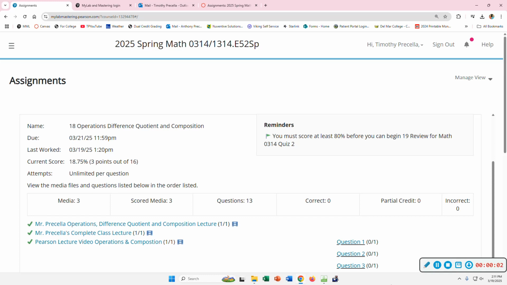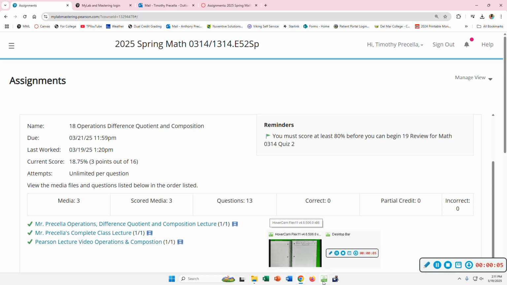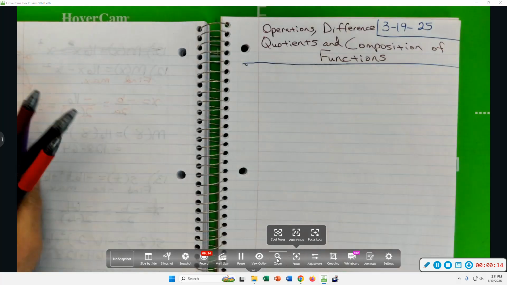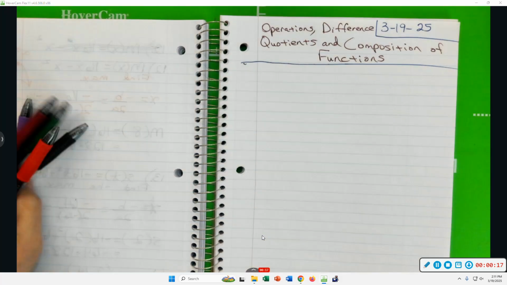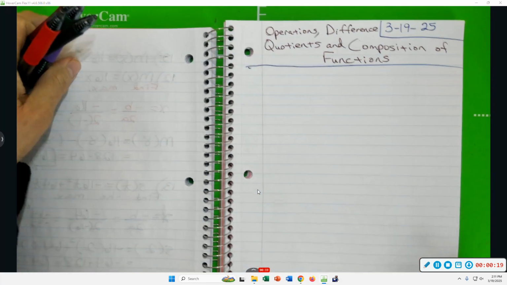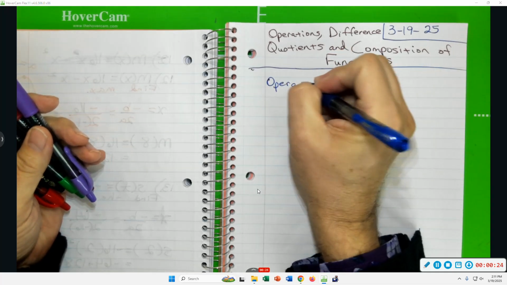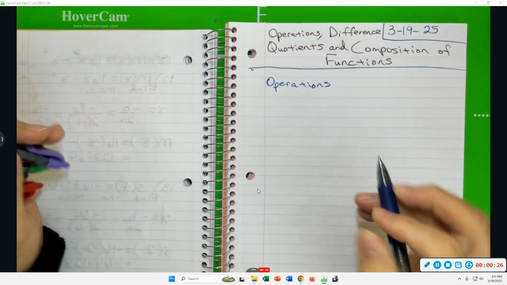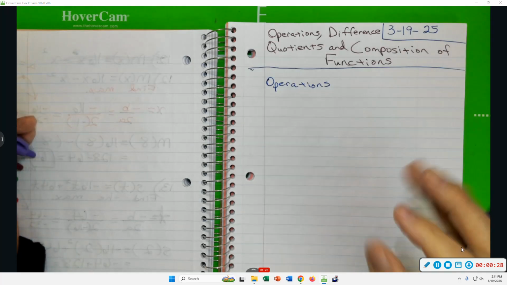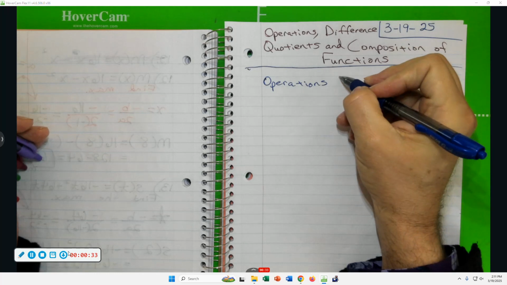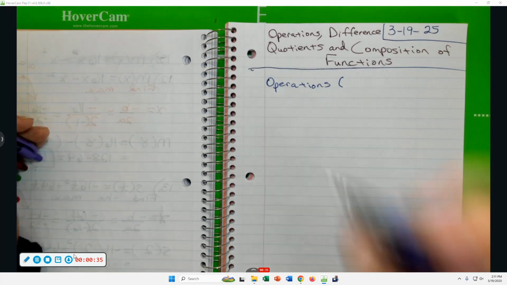Good afternoon. Today we're going to look at operations on functions, difference quotient, and composition of functions. And we'll start off with operations. So we're continuing that discussion of functions that we started a long time ago. Now, when I talk about operations on real numbers, I mean addition, subtraction, multiplication, and division. Those same operations can be extended to the notion of functions.